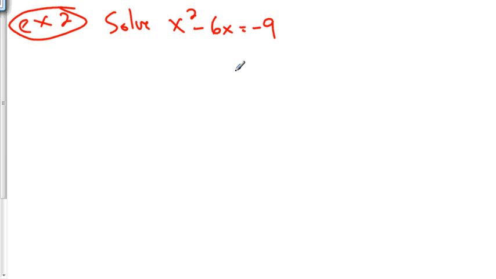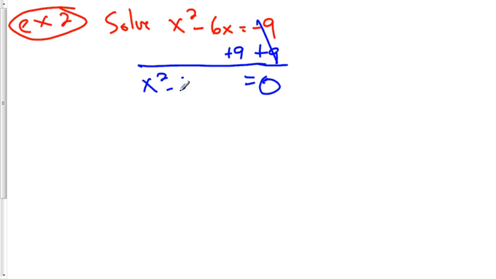All right, example 2. This time our quadratic equation is not set equal to 0, so we have to go through and set it equal to 0. So we're going to add 9 to both sides. Again, whatever I do to one side, I have to do to the other. Negative 9 plus 9 is going to equal 0. So I have x squared minus 6x plus 9. Now it's a quadratic equation set equal to 0. I can use the quadratic formula.